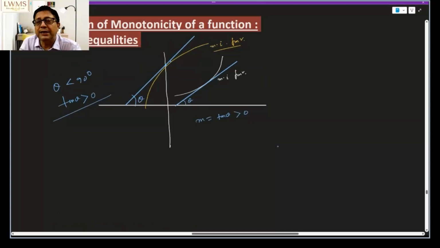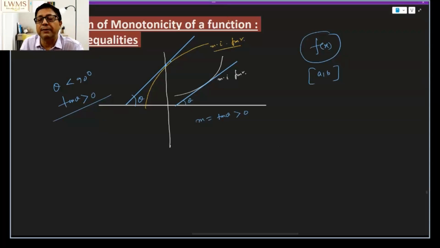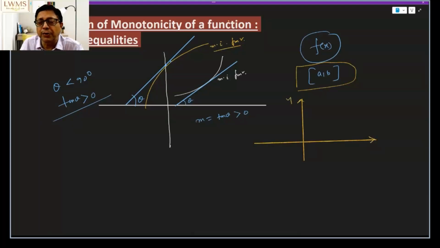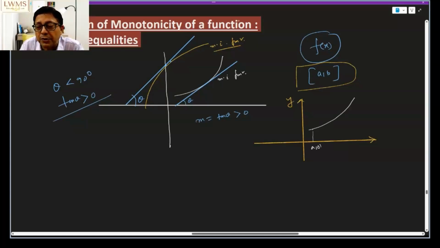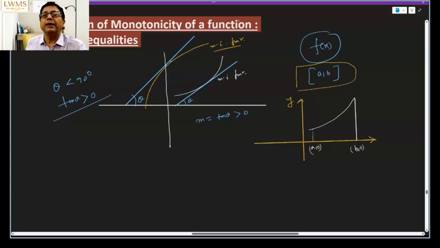Now, if f(x) is an increasing function in a closed interval a to b, and somebody asks you what is the maximum value of f(x) and what is the minimum value. If it is a monotonically increasing function, then in an interval a to b, what is the maximum value and what is the minimum value? It's like this. This point is (a, 0). This one is (b, 0). In this interval, it is monotonic. You can see the graph. It is monotonically increasing over there.